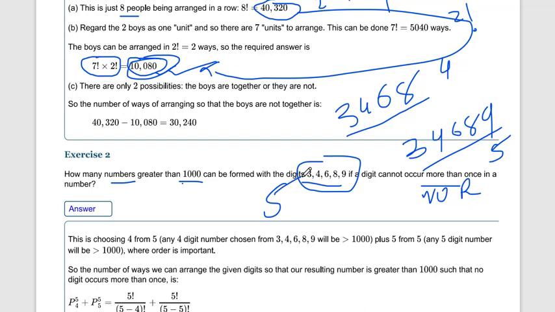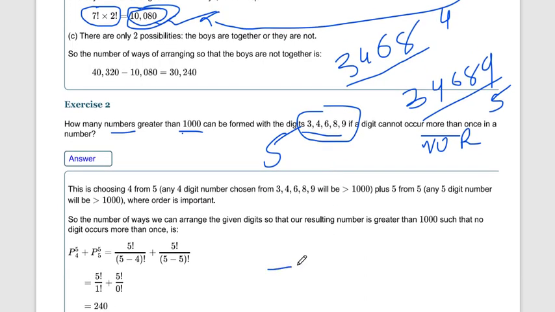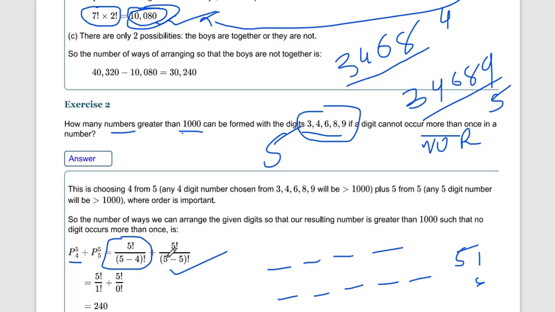We have 5 digits, and how many spaces? 1, 2, 3, and 4 spaces are available. So how do we calculate 5P4? Our third theorem, 5P4, 5 factorial upon 5 minus 4 factorial. Okay, and our next one is 1, 2, 3, 4, and 5. 5 spaces and 5 digits are available. You can use 5 factorial directly, or you can use 5P5, 5 minus 5 factorial, 0 factorial means 1. Okay, so our total number will be 240.